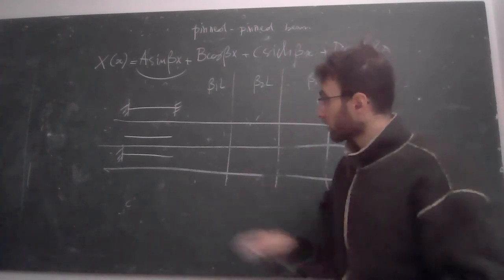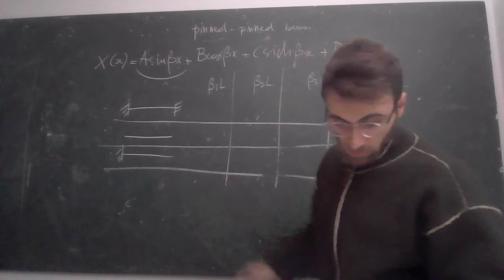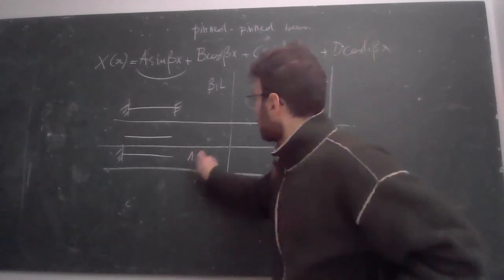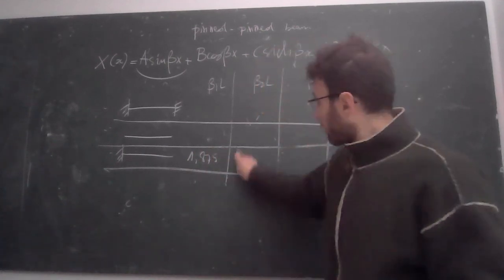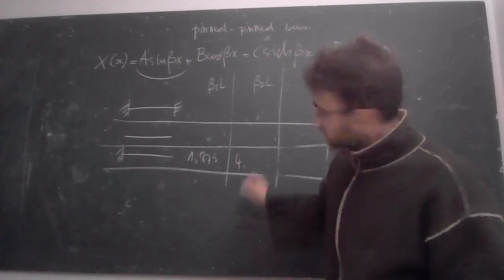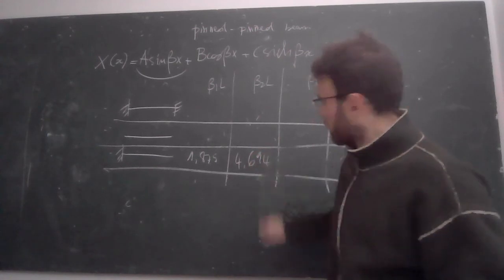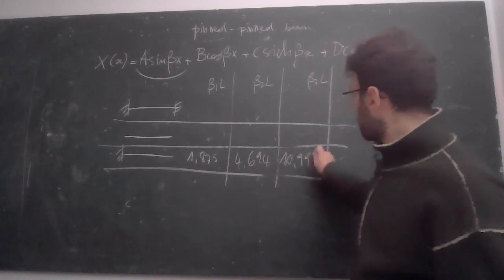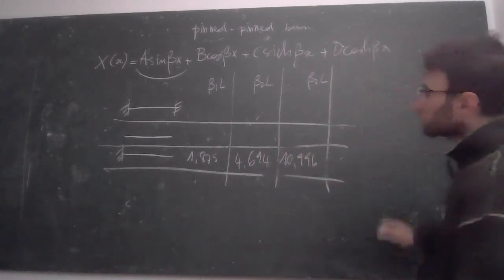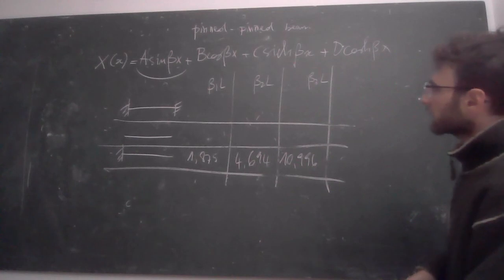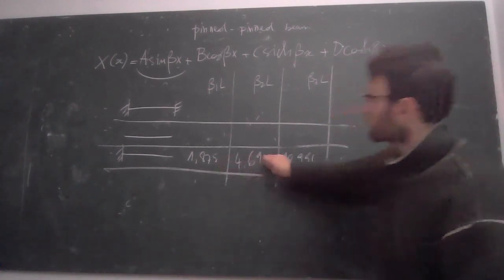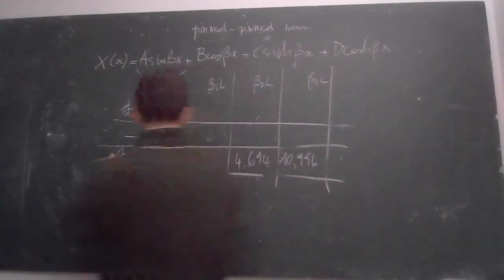For instance, if we have here beta 1 times L equal to 1.8875, 4.694, 10.996. What does it mean? It means that these are the solutions of the characteristic equation when we have a clamped-free beam.